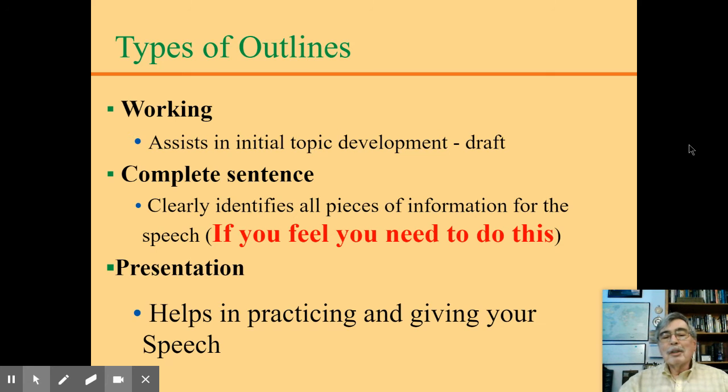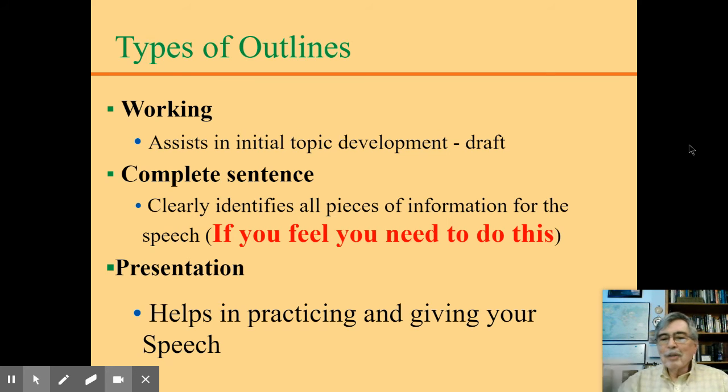All right, now there's 3 different kinds of outlines, and these are outlined in chapter 8. Working, complete sentence, and the presentation. All right, so the working outline, this stuff is pretty much exactly what you think it is. You're just sitting down, whether you do it on a computer. I can't recommend enough that when you're just brainstorming, when you're just thinking about this stuff, sit down with a piece of paper and a pencil and just sketch it out.